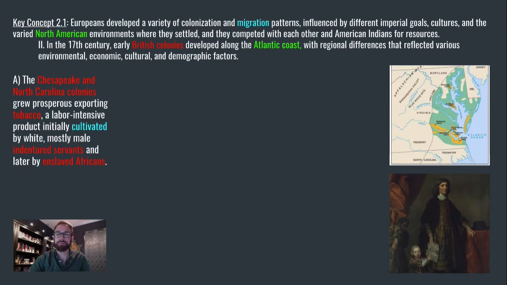And here we go. So the way this presentation works is it breaks down each slide into different regions of the British colonies that would eventually become the 13 colonies and eventually the United States of America. So first of all, the Chesapeake region. So the Chesapeake is this region right over here.